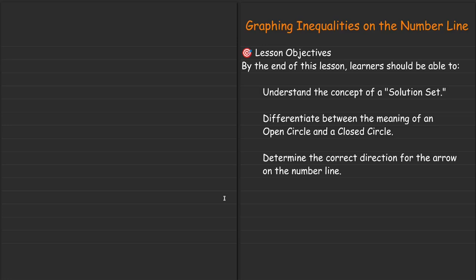In this lesson, we are graphing inequalities on the number line. And by the end of this lesson, these are the lesson objectives you are to achieve. Without much ado, let's quickly look into it.